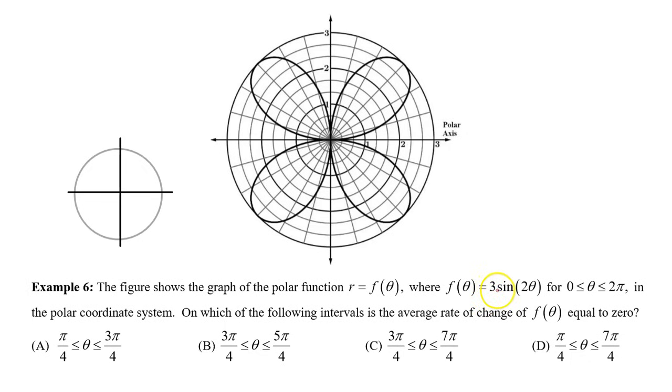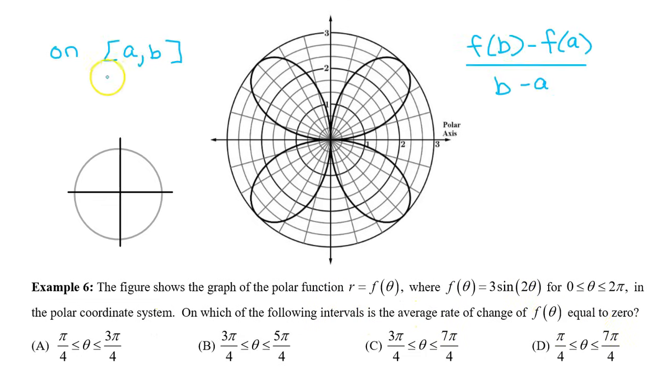theta is equal to 3 sine 2 theta on the interval from 0 to 2 pi in the polar coordinate system. On which of the following intervals is the average rate of change of f equal to 0? On the interval from a to b, the average rate of change of f is given by f of b minus f of a over b minus a. The question becomes, under what circumstances will this average rate of change equal 0?